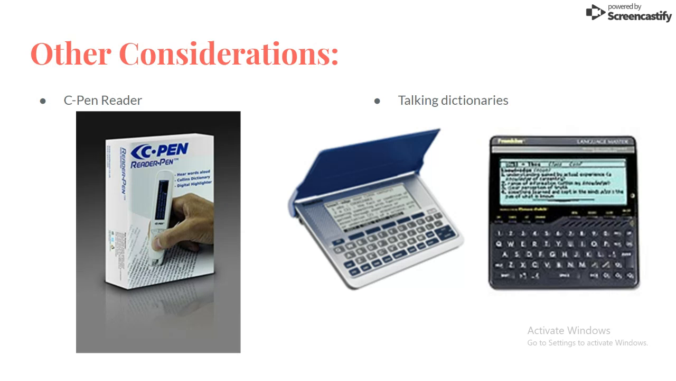Other considerations that I think would be helpful AT for Rick include a C-Pen Reader. I found very mixed reviews on this as far as its accuracy, and with the screen being so small that it wasn't helpful. So I also think that Rick would need a fair amount of instruction on how to use this, and we'd have to decide if it was really helpful enough to him or if it made it more difficult. I also think a talking dictionary might be helpful for Rick.